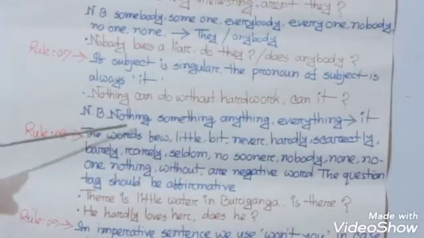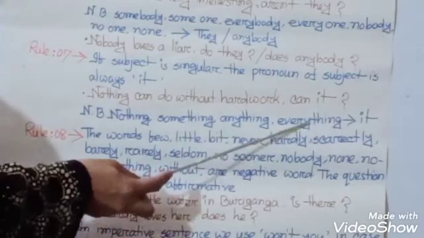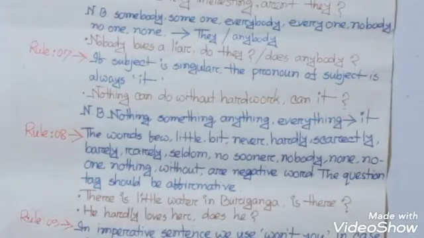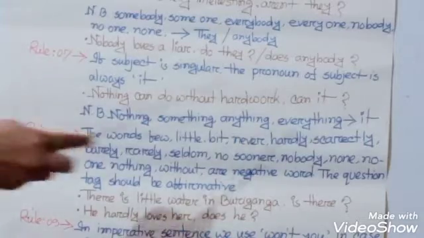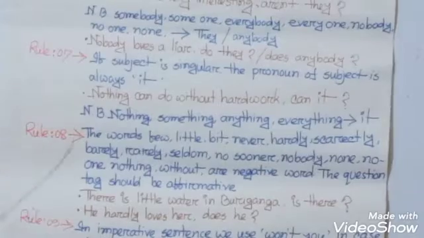You should remember nothing, something, anything, everything, any kind of thing. When you find any kind of thing as your subject, in that case, you use pronoun it. Okay? Then, rule number 8.